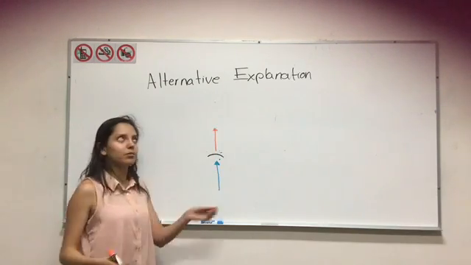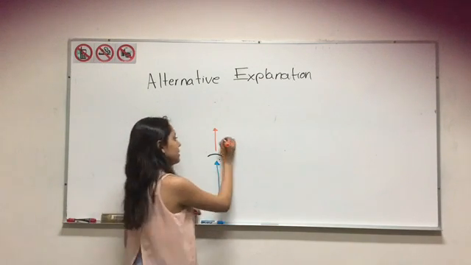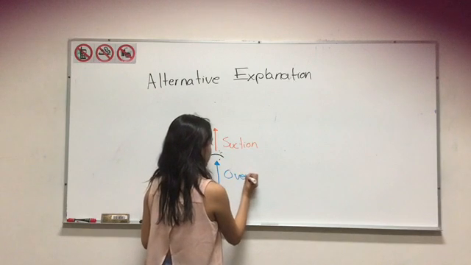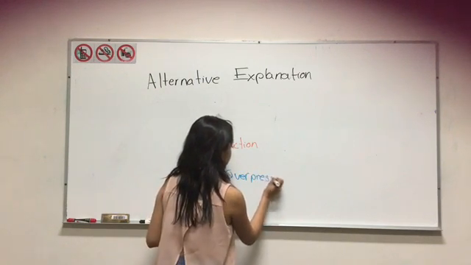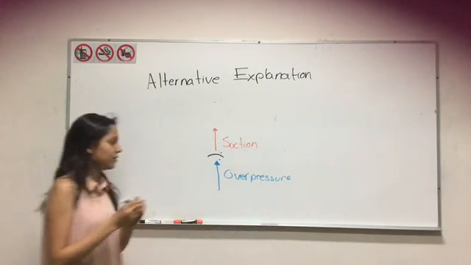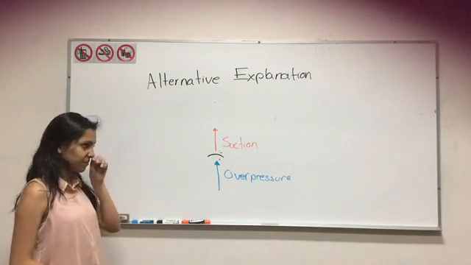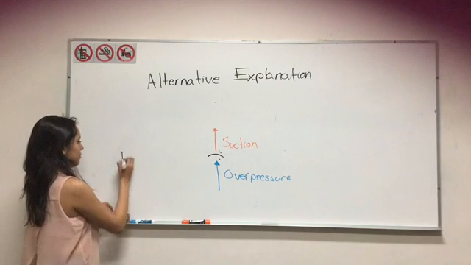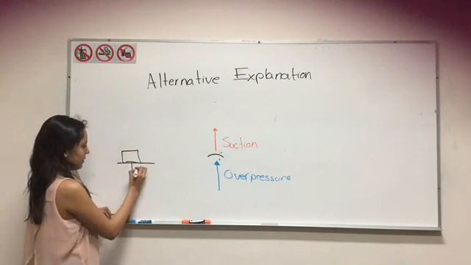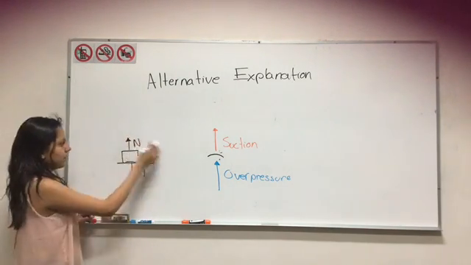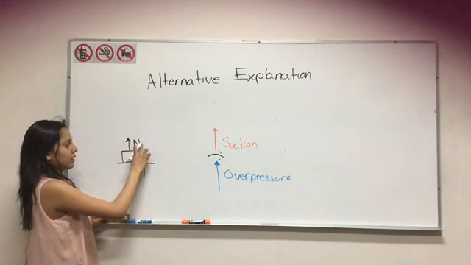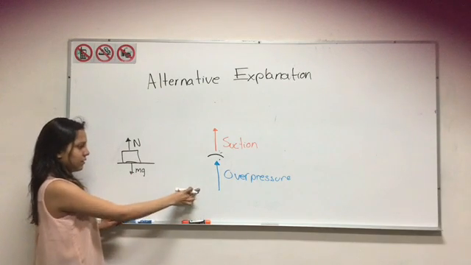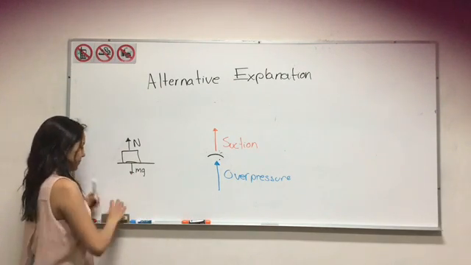So this alternative explanation tells us that this resultant force of pressure is directly proportional to another force of suction. And this has to do with Newton's second law. For example, in a free body diagram of an object, we have the weight and the normal force. So they are directly proportional, as in this example.